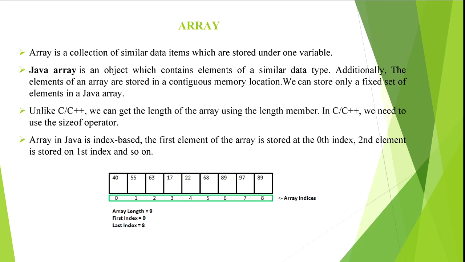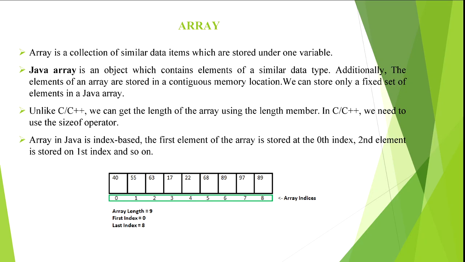Array in Java is index based. The first element of the array is stored at the zeroth index, the second is stored at the first, and so on. At the bottom you see the figure. This is the figure of an array. The array length is 9. The first element starts from the zeroth index; that is 0, 1, 2, 3, 4 in the green boxes indicate array indexes or array indices.